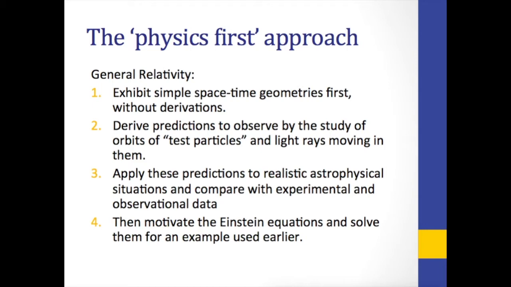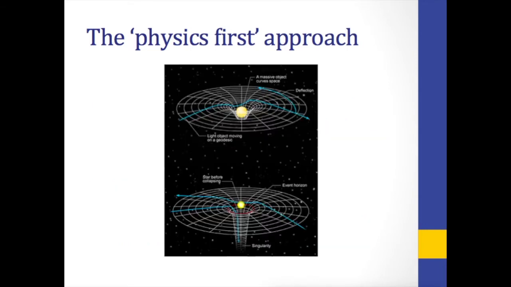So then we would use that example to motivate the Einstein equations, and solve them for the example that we used earlier in those fields. So let's take a look at those fields and analyze how we would approach them. Here's our example we used earlier. We can say, okay, we have this field here. This particle is going to go from here, go around there, and come back out over here. So that's the path it's going to follow, and we can actually observe that path.